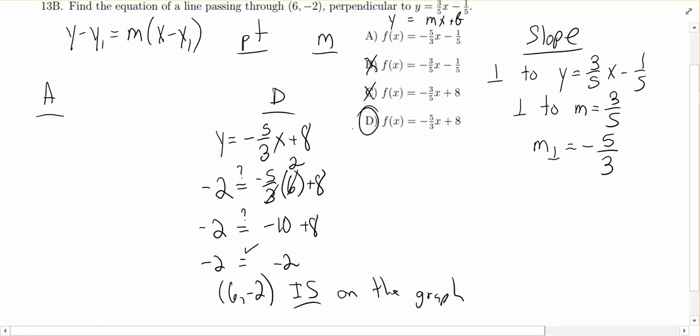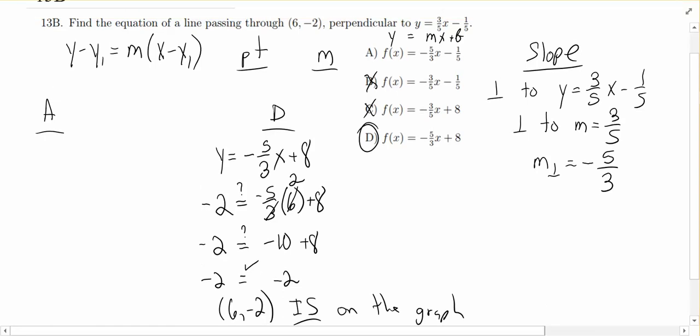So we have guaranteed that the point is on the graph. It is perpendicular to y equals 3/5 x minus 1/5. It's the correct answer. Now I could plug it into A as well and make sure it doesn't work, but I've already found the correct answer is in fact D.